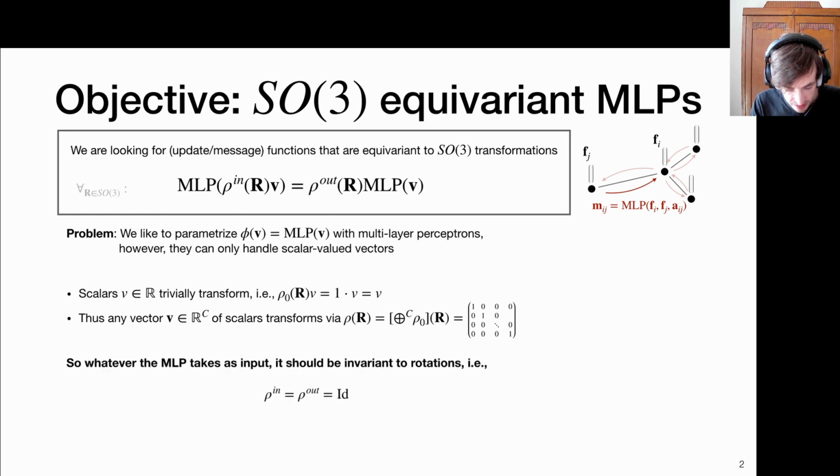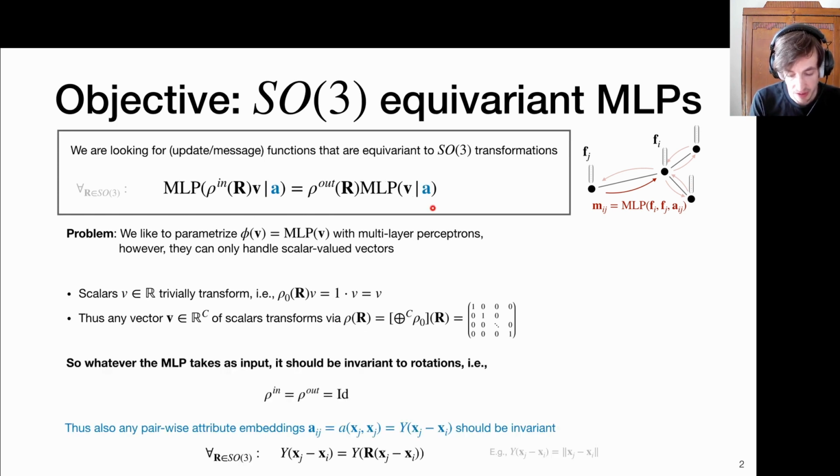So what does it tell us? It tells us that whatever I provide to the MLP should trivially transform. Because whatever the output of this MLP is, it transforms trivially via this identity matrix. And therefore also whatever I put as input should not depend on these rotations. And if we want to make use of, let's say, relative positions, and we want to embed that relative position into some attribute, then this should be an invariant embedding, meaning that if I rotate these positions, then the embedding vector should stay the same. And this would, for example, be the case with the norm or a relative distance-wise attribute embedding.